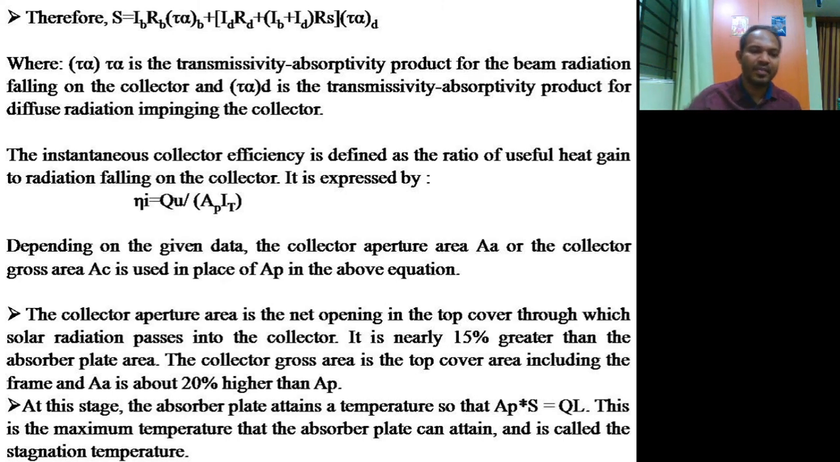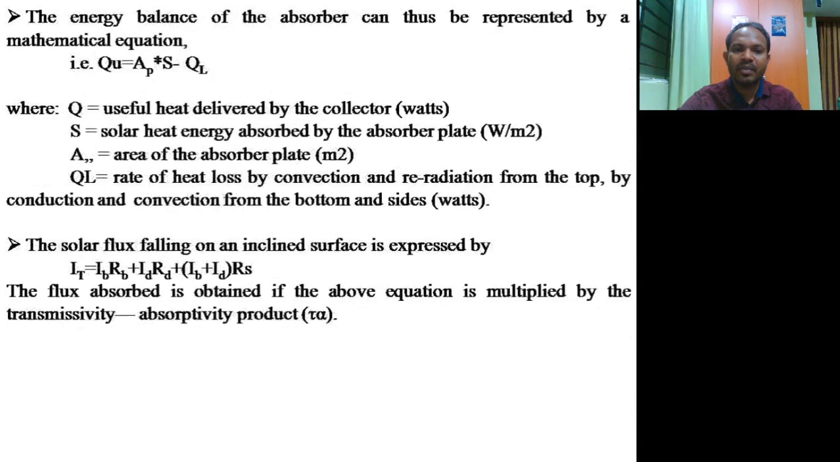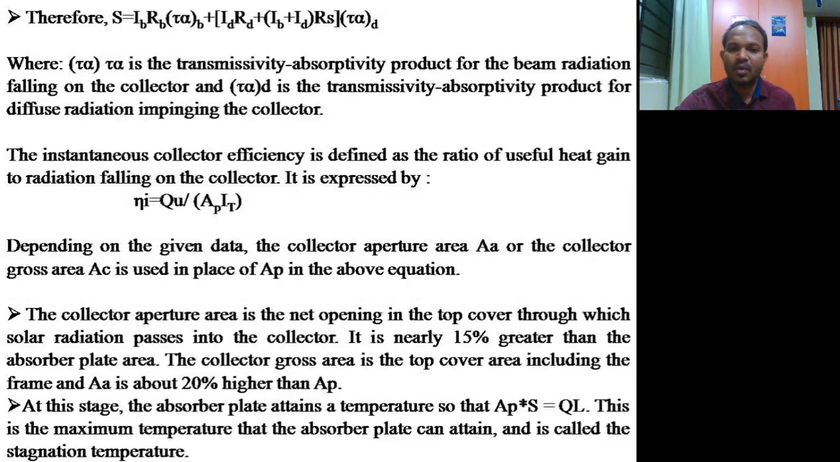Is it clear? At this stage, the absorber plate attains a temperature such that the absorber plate area into S is equal to QL. This is what we have given over here. Solar heat energy absorbed by the absorber plate into the absorber plate area is equal to QL. Is it clear? This is the maximum temperature that the absorber plate can retain and it is called the stagnation temperature.